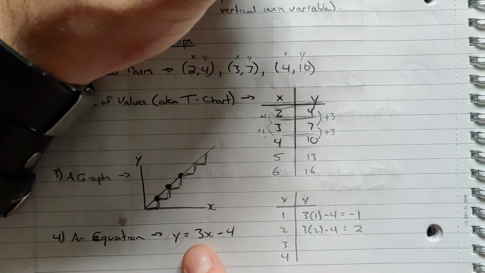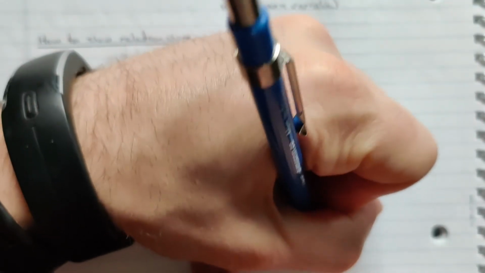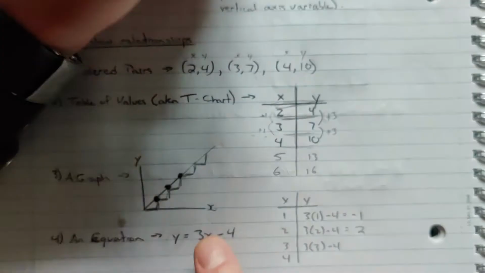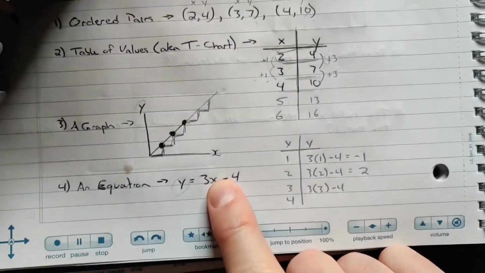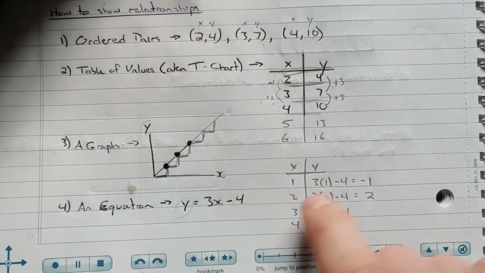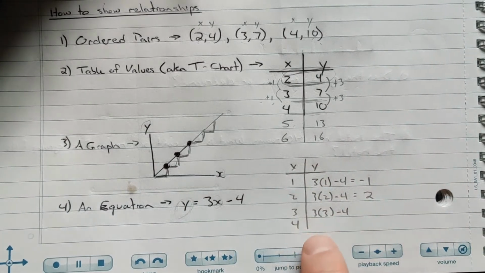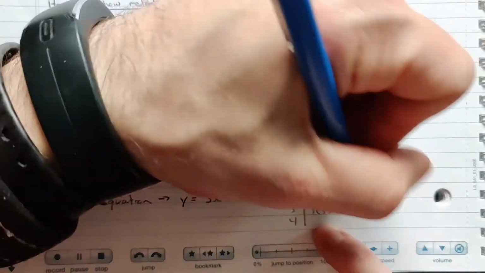The next one is 3 times 3 minus 4. So notice each time I'm just replacing the x value with the value that I've listed here. So 3 times 3 is 9, minus 4 is 5.